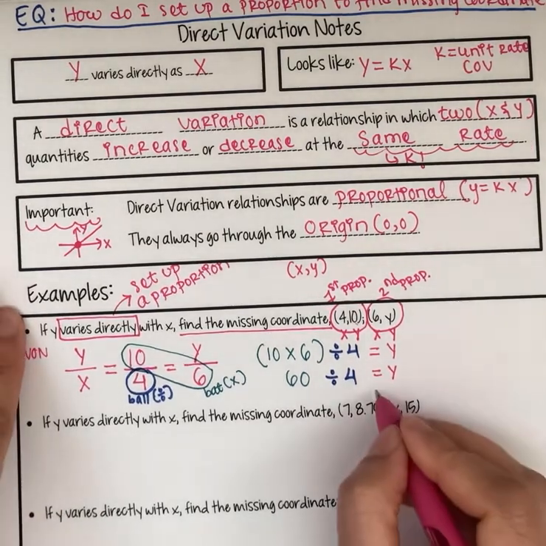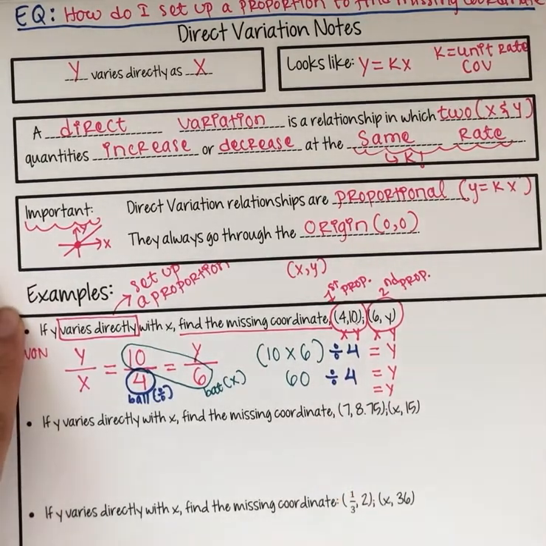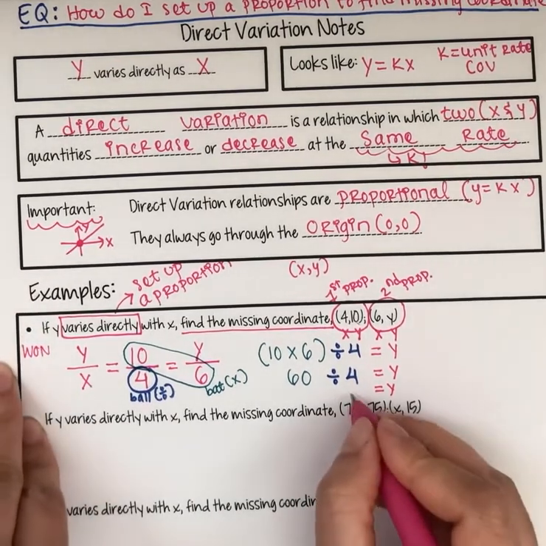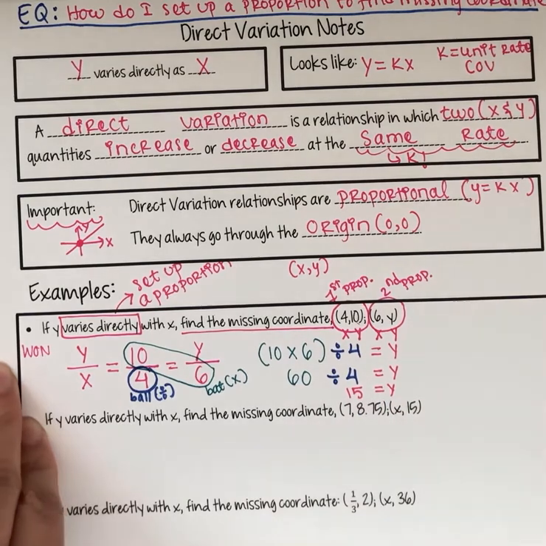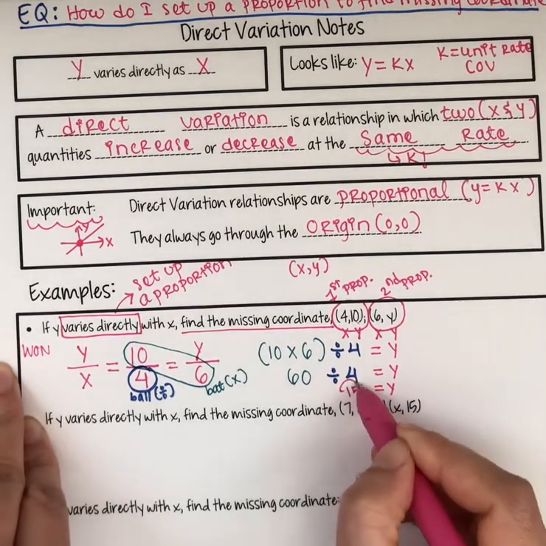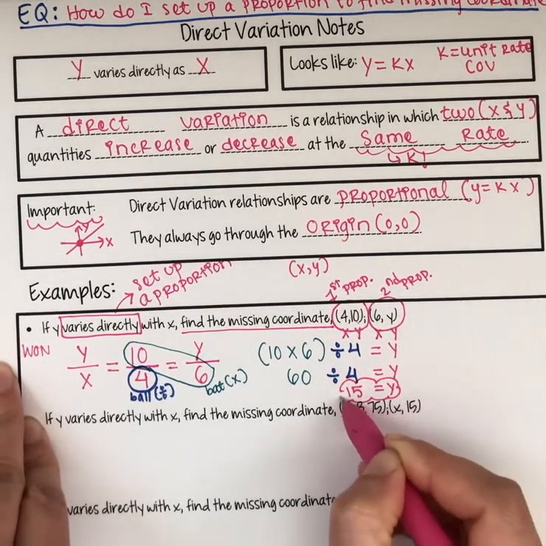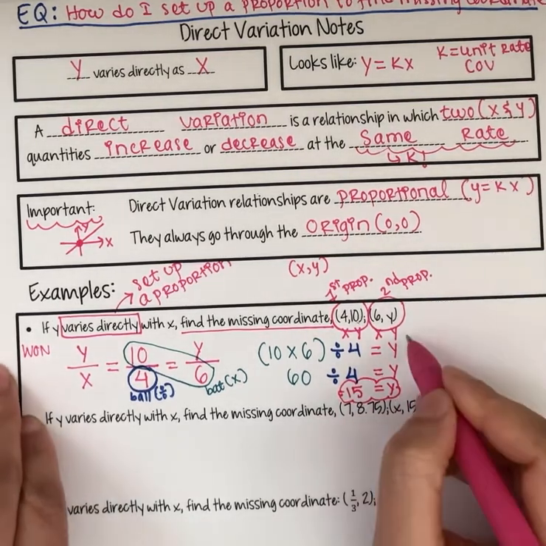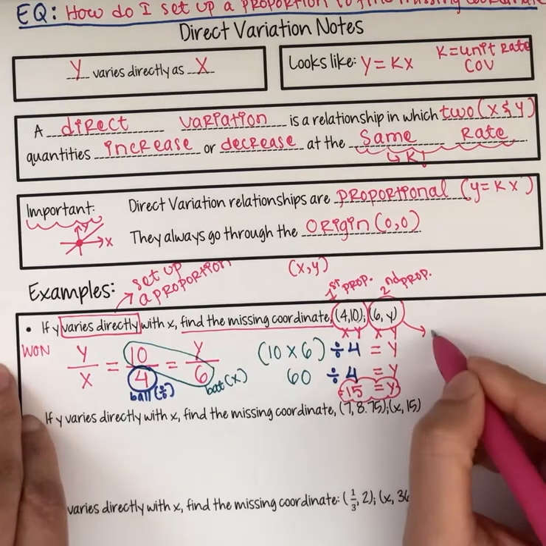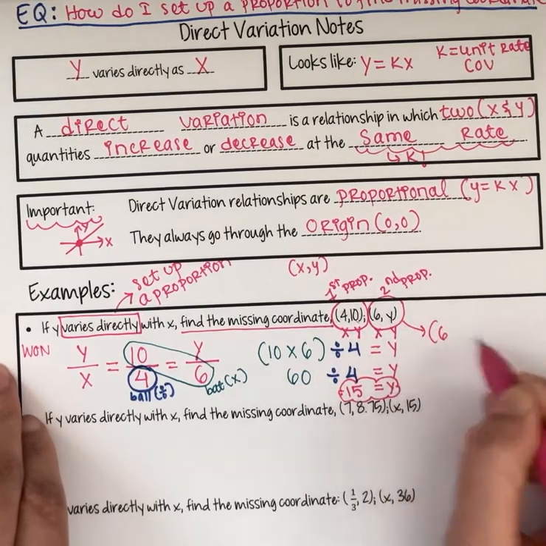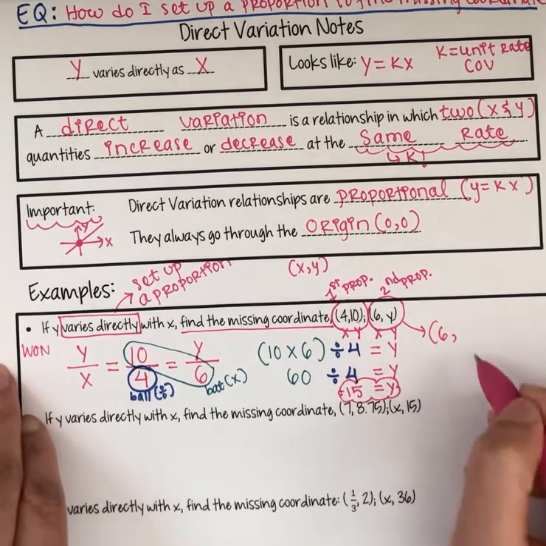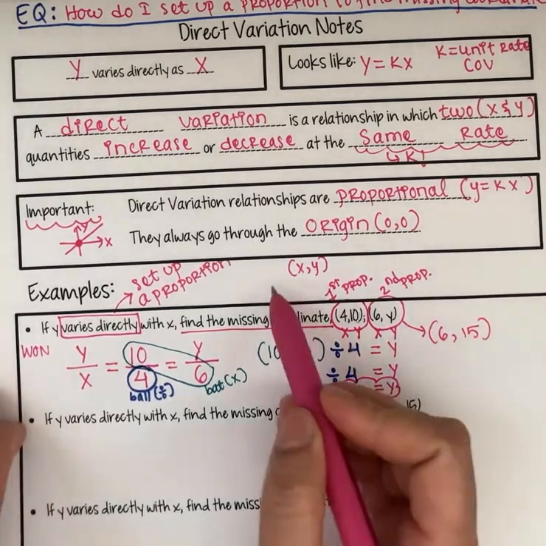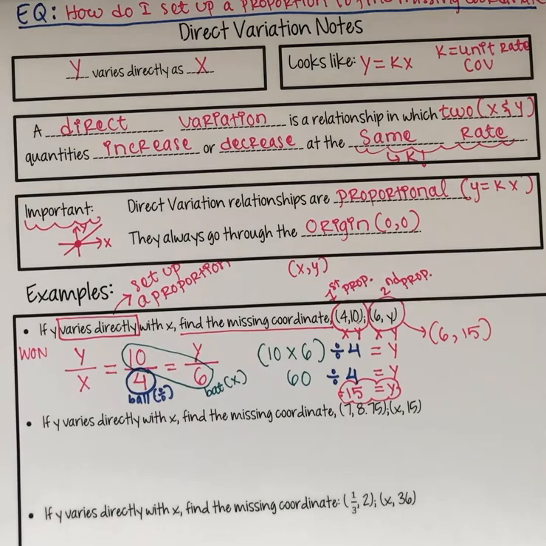Well, what is the y value? What is 60 divided by 4? If you use your calculator, you should get 15. Okay, so this is our missing coordinate. I'm going to put a cloud around it because that's our answer. So this missing coordinate right here is 6, which was already there, and the y value is 15. Okay, and it's in the format x comma y, just like how we said. It has to be in x comma y.